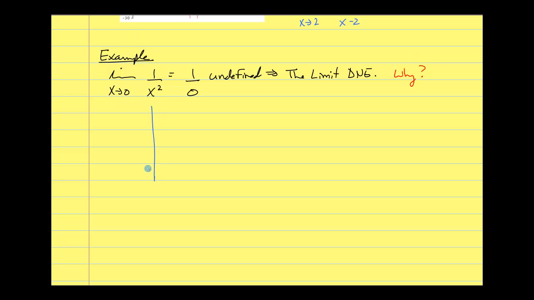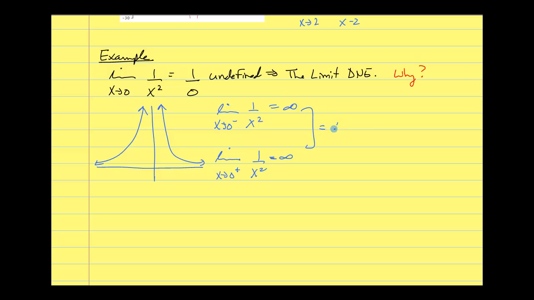So let's look at a quick graph. The graph of 1 over x squared looks something like this. You can grab Maple and plot this, but knowing 1 over x squared is a nice thing to know. If we look at this, the limit as x approaches 0 from the left is heading up here toward positive infinity. The limit as x approaches 0 from the right is heading up toward positive infinity as well. These agree. Therefore, the overall limit agrees at infinity.